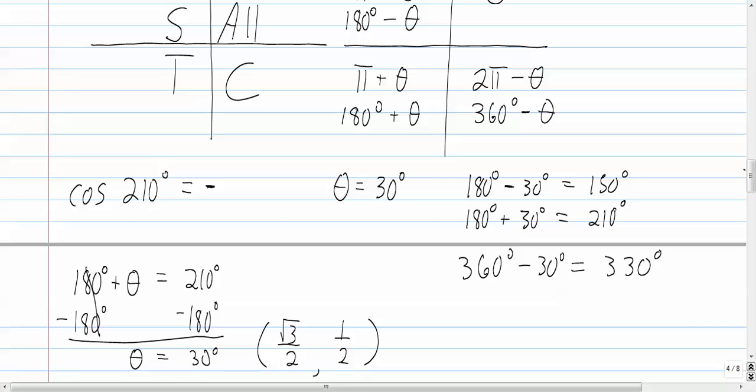Now, cosine, we associate that with the x-coordinate for a point on the unit circle. The x-coordinate for 30 degrees is square root of 3 over 2. And so that's how we can use these charts to work out a trig function evaluated at one of these common angle measures' multiples.